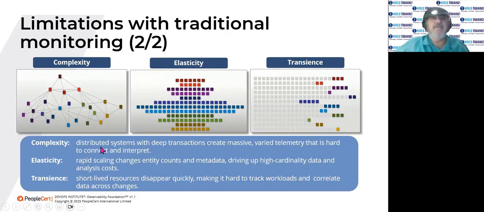So bottom line is complexity, which requires deep transaction visibility. Varied telemetry is hard to connect and interpret if you don't have good observability. Elasticity is the rapid scaling changes, and things like entity counts and metadata drive up high cardinality data and analysis costs. And transient, where you have short-lived resources disappearing quickly, making it hard to track workloads and correlate the data across changes.